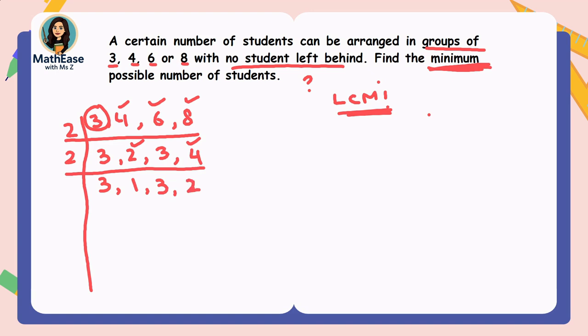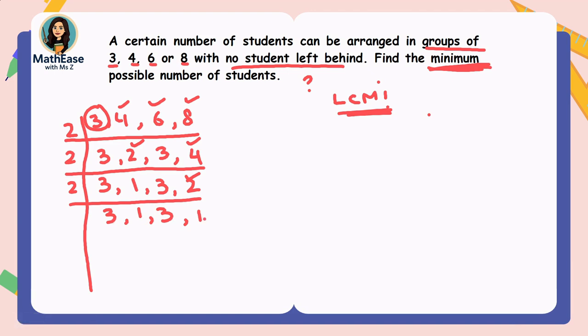Now we only have one even number left, which is 2. So we are going to divide these by 2 one more time. We write 2 here. This 3 stays as it is. The 1 stays as it is. This 3 stays as it is because all three of these cannot be divided by 2. And this 2 divided by 2 gives us 1. So now we are left with 3, 1, 3, and 1.